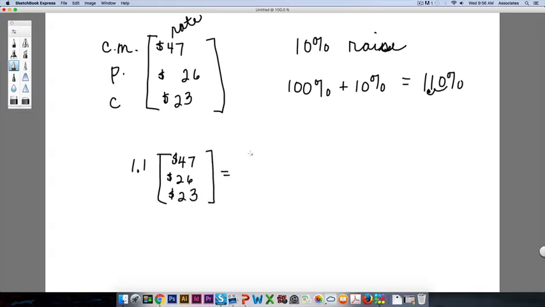Take a second, use your calculators, and compute the answers for the construction manager's new salary, the plumber's new salary, and the carpenter's new salary.